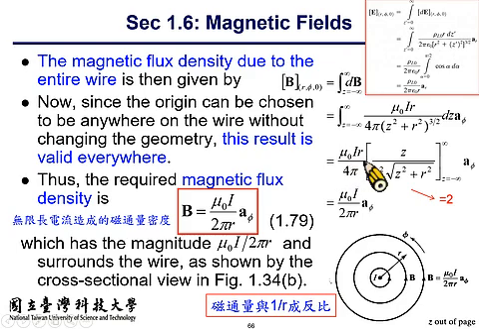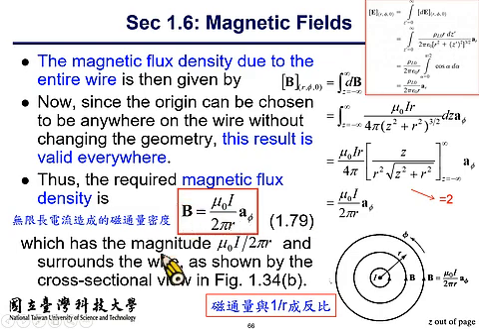So the result becomes mu sub 0 times I over 2 pi r a_phi. The reason why I place this here is to make a comparison, to address the relationship between an infinite line source of charge and an infinite line source of current, and see the analogy between the electric field and the magnetic field due to similar source distributions.